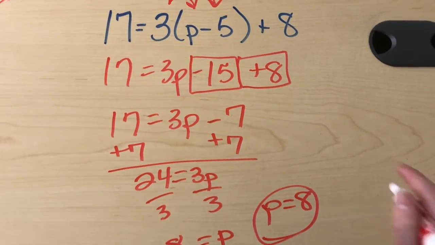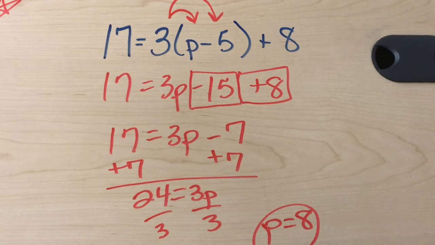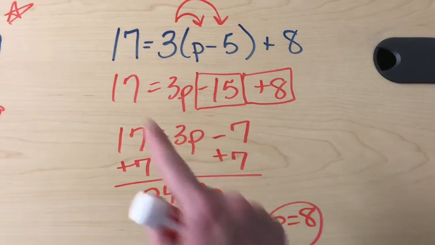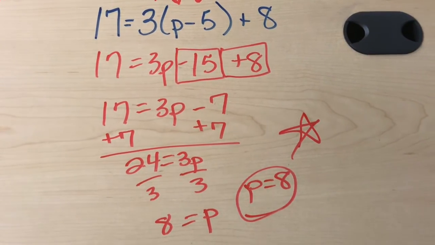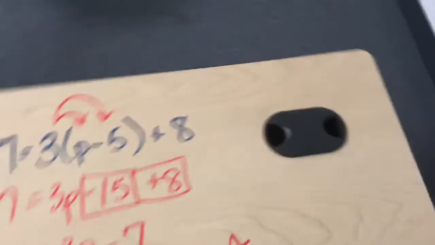Okay, and I'll plug it back in up here. So 8 minus 5 is 3. 3 times 3 is 9 plus 8 does equal 17. Yay. Good job. All right, let's see what else we can find.